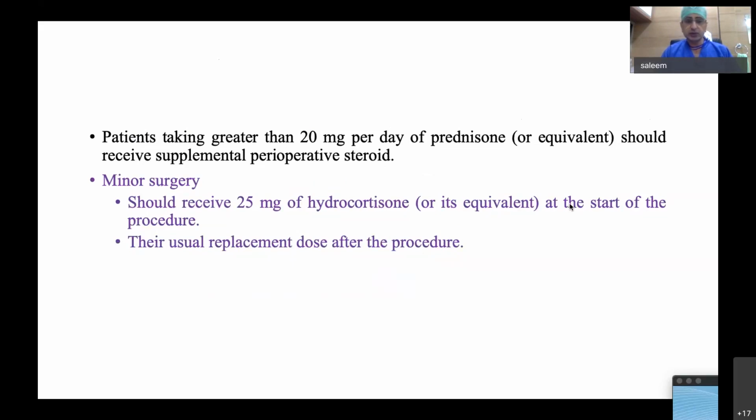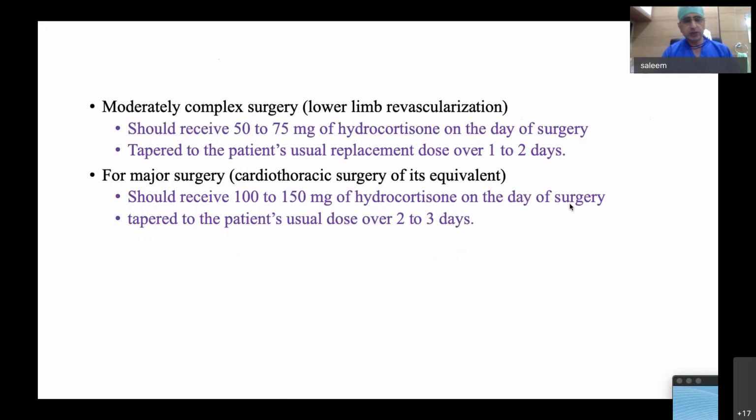In minor surgery, they should receive 25 mg of hydrocortisone at the start of the procedure. Their usual replacement dose after the procedure should be continued. In moderately complex surgery like lower limb revascularization, they should receive 50 to 75 mg of hydrocortisone on the day of surgery, and it should be tapered to the patient's usual replacement dose over 1 to 2 days. For major surgeries like thoracic or abdominal surgeries, they should receive 100 to 150 mg of hydrocortisone on the day of surgery, which should be tapered to their usual dose over the next 2 to 3 days.